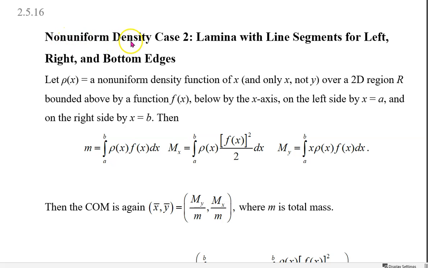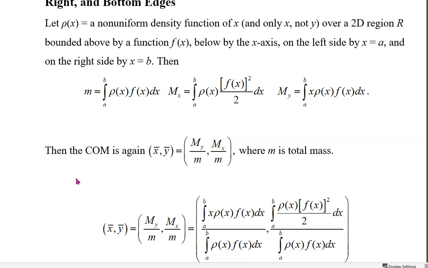What if the density is not uniform? Let's look at case 2. The density is not uniform, but we still have a lamina with line segments on the left, the right, and the bottom, and some kind of curved edge for the top. Notice that the change that has occurred inside of our formulas for mass, moment in the x direction, and moment in the y direction is that rho is no longer constant, so it cannot come out of the definite integrals. Rho depends on x, so it has to stay inside the definite integral.